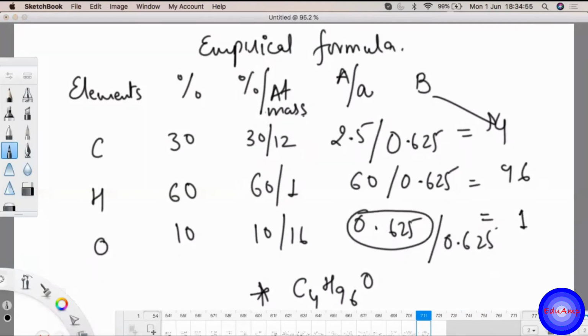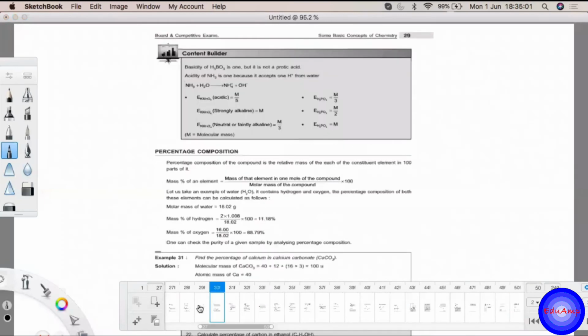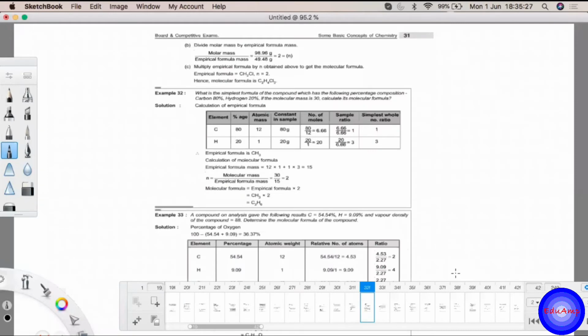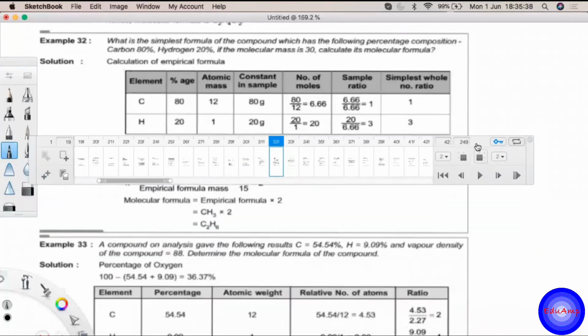Now let's do a question with exact data so that your answer is correct. Can everyone see example 32 on the screen? What is the simplest formula of the compound which has the following percentage composition? Carbon has 80%, hydrogen has 20%. If the molecular mass is 30, calculate the molecular formula.